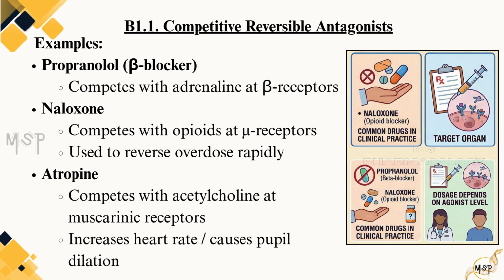Naloxone, Narcan, competes with opioids at mu receptors. Because it's competitive, it can displace heroin or morphine to reverse an overdose almost instantly. Atropine competes with acetylcholine at muscarinic receptors to increase heart rate or dilate pupils.